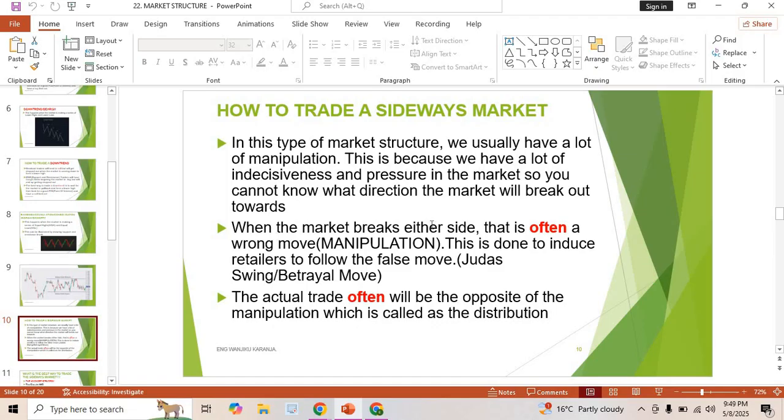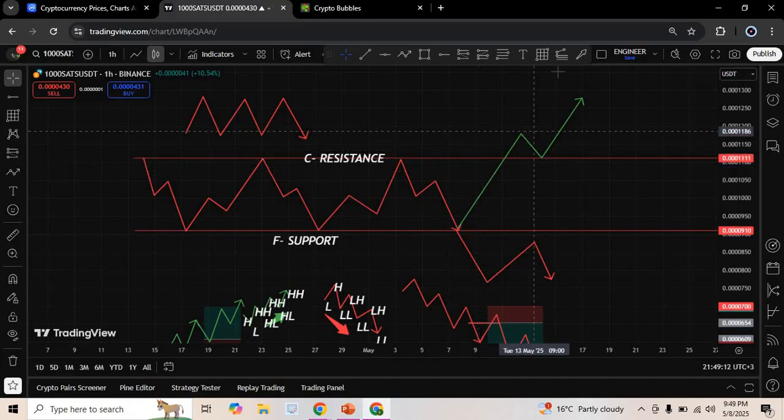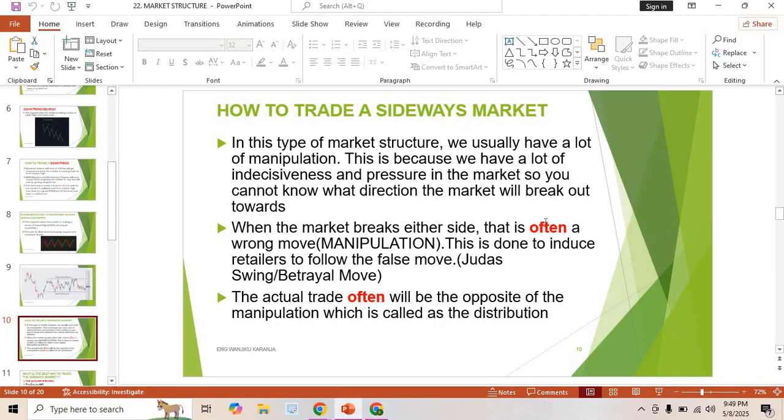So when the market breaks in either side, like we've seen, either the side of the resistance or the side of the support, then what happens? It is often. And when I say often, we mean mostly, not all the times, but mostly.